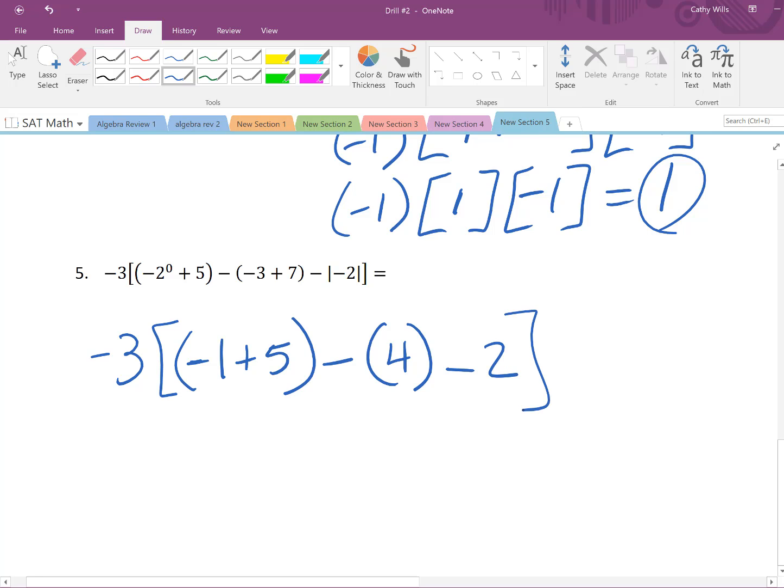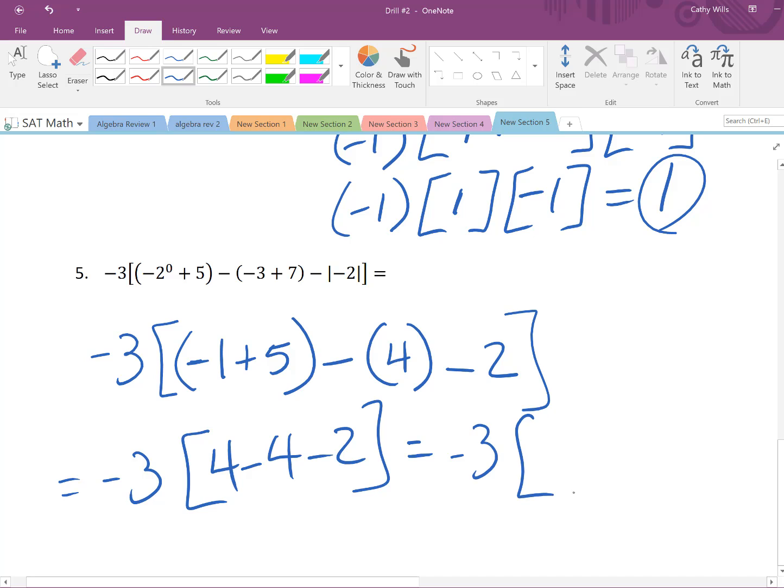All right. And now you've got your negative 3 outside here. You've got to do all the stuff inside the brackets. First, we'll do this first parentheses. Negative 1 plus 5 is 4. And then minus 4 minus 2. So negative 3 times in the bracket. 4 minus 4 is 0. Minus 2 is negative 2. Negative 3 times negative 2 is positive 6.